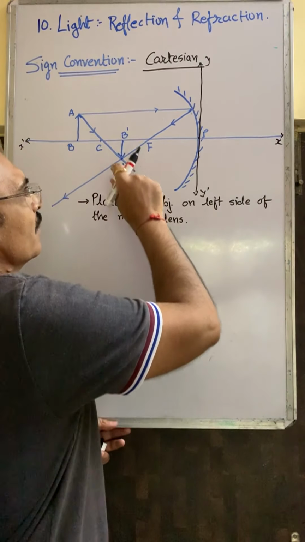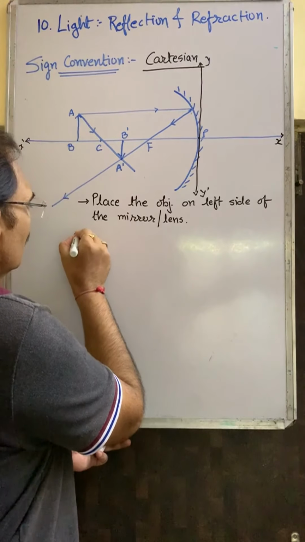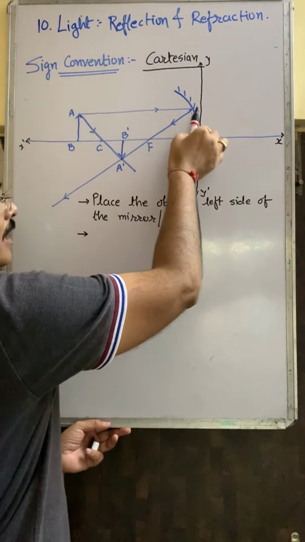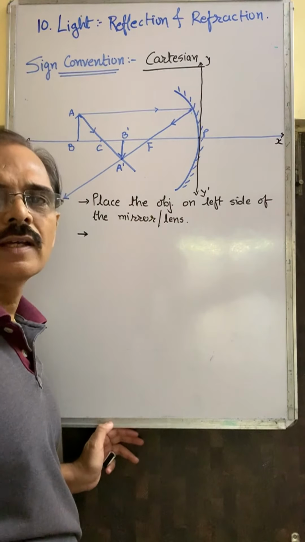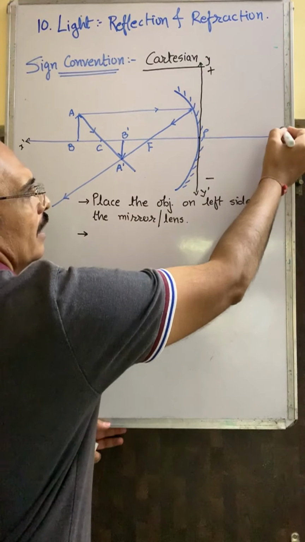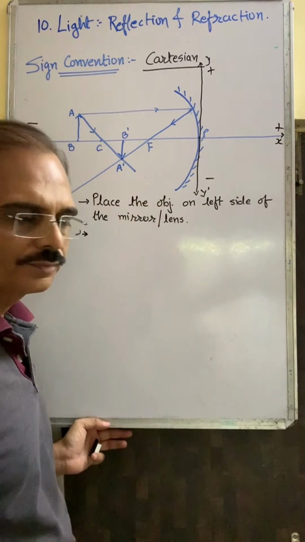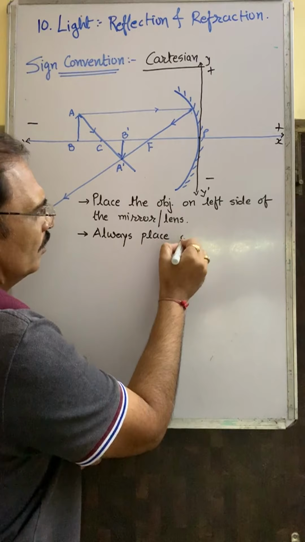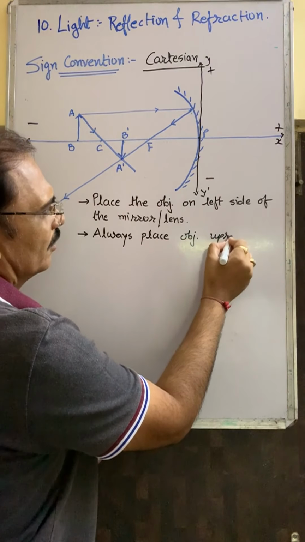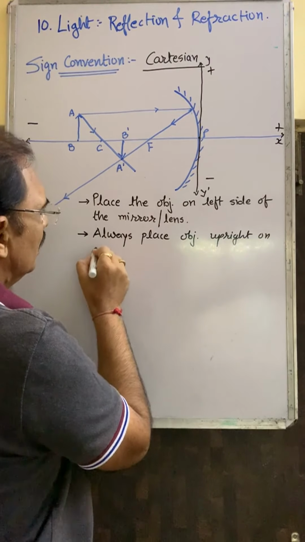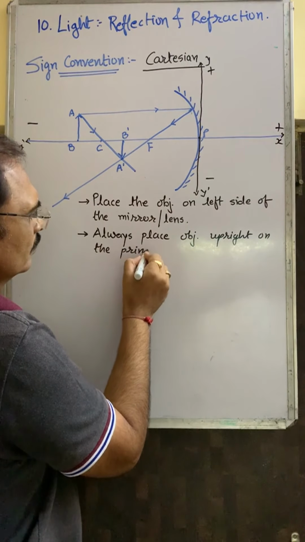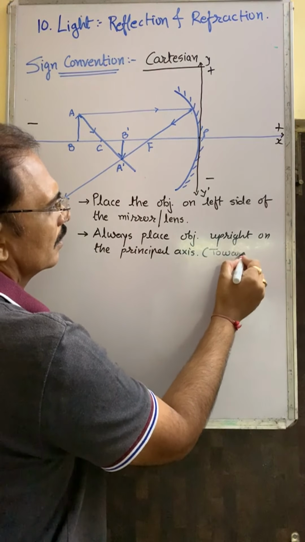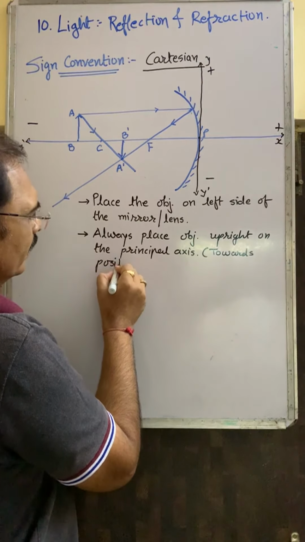So if you draw this on the graph paper, then you can derive another rule also. Always place your object upright, means towards the positive y axis. You know that this is positive, this is negative, here it is positive, here it is negative. So always place the object upright on the principal axis, or called towards the positive y axis.